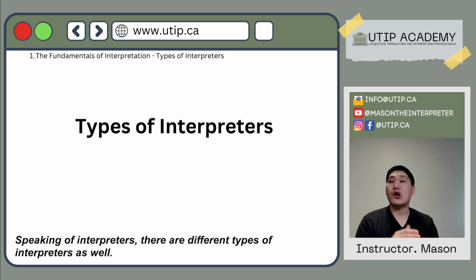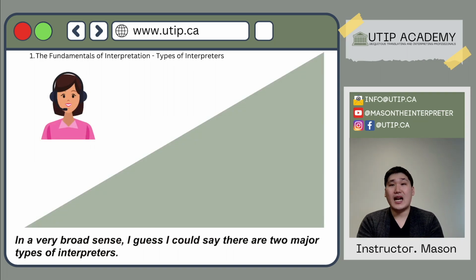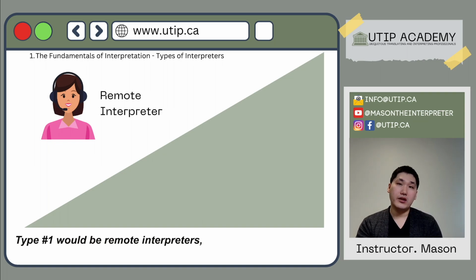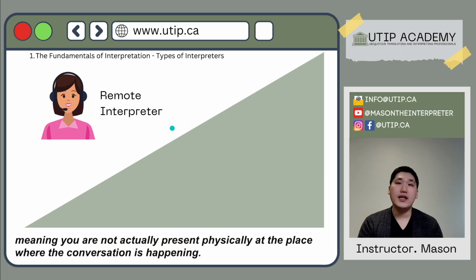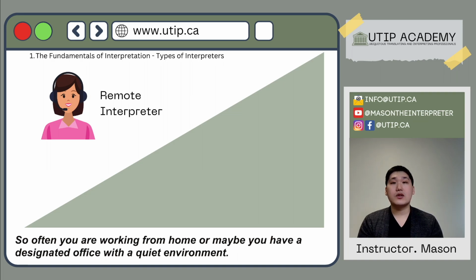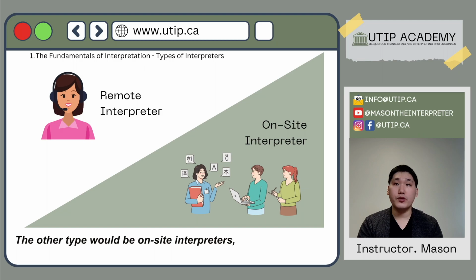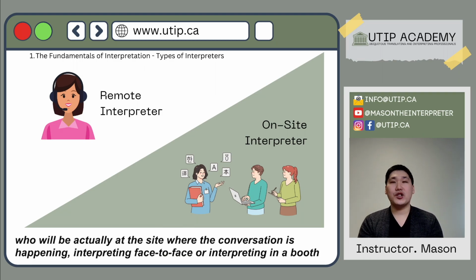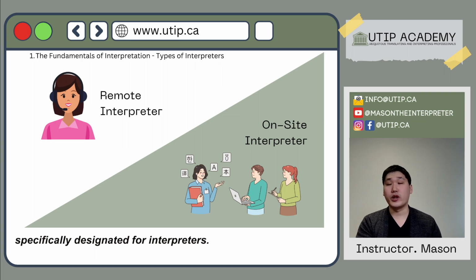Speaking of interpreters, there are different types of interpreters as well. In a very broad sense, I guess I could say there are two major types of interpreters. Type 1 would be remote interpreters, meaning you are not actually present physically at the place where the conversation is happening. So often you are working from home, or maybe you have a designated office with a quiet environment. The other type would be on-site interpreters who will be actually at the site where the conversation is happening, interpreting face-to-face or interpreting in a booth specifically designated for interpreters.